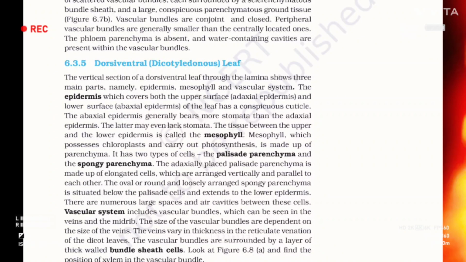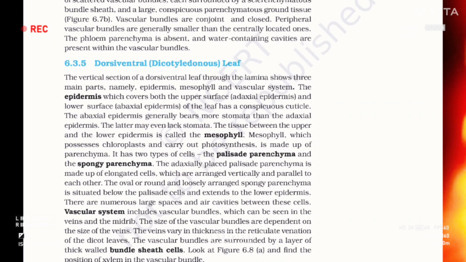6.3.5 Dorsiventral dicotyledonous leaf. The vertical section of a dorsiventral leaf through the lamina shows 3 main parts, namely epidermis, mesophyll, and vascular system. The epidermis, which covers both the upper surface, adaxial epidermis, and lower surface, abaxial epidermis, of the leaf, has a conspicuous cuticle. The abaxial epidermis generally bears more stomata than the adaxial epidermis. The latter may even lack stomata.